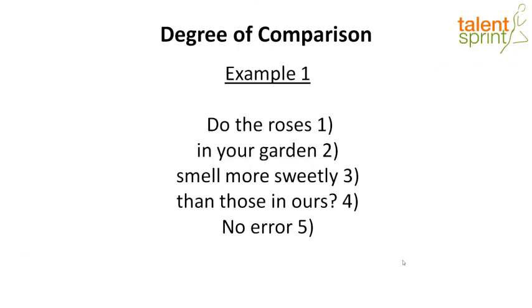Let's look at our first example here. Do the roses in your garden smell more sweetly than those in ours? Okay, so sentence divided into 4 parts, no error. Fifth part, do we have an error? Don't we have an error? Now what is happening in this example? If you see, the roses in your garden is compared with the roses in my garden. So the comparison is happening between 2 people, correct?